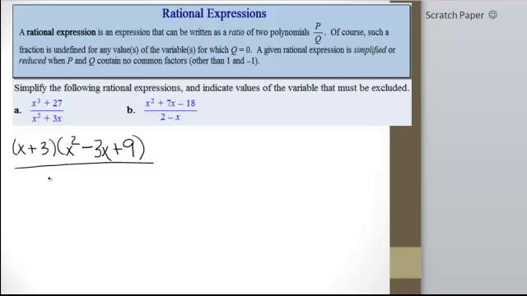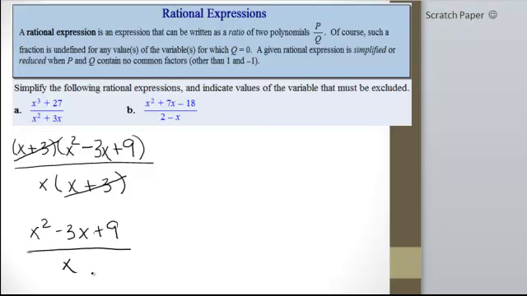In the denominator, we can factor out the greatest common factor, which is x, and we'll be left with x plus 3. Now, x plus 3 is a factor, and all of this is a factor because these two are multiplied by each other. Same thing here. The x is a factor, and the x plus 3 is a factor. So whenever you have x plus 3 over x plus 3, they reduce to 1. You'll be left with x squared minus 3x plus 9 all over x.